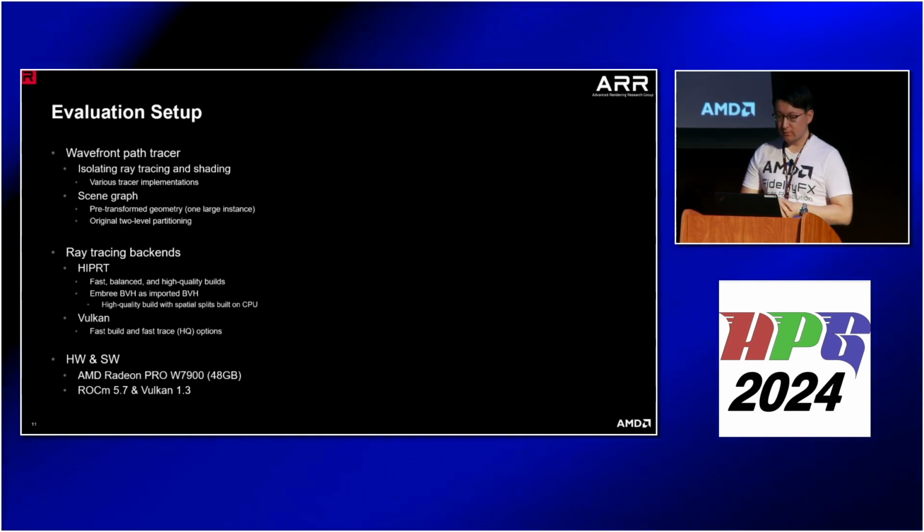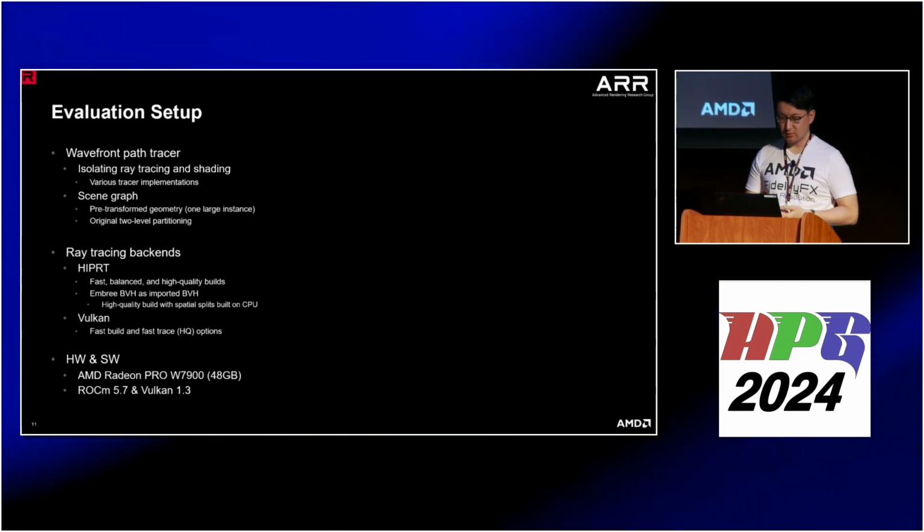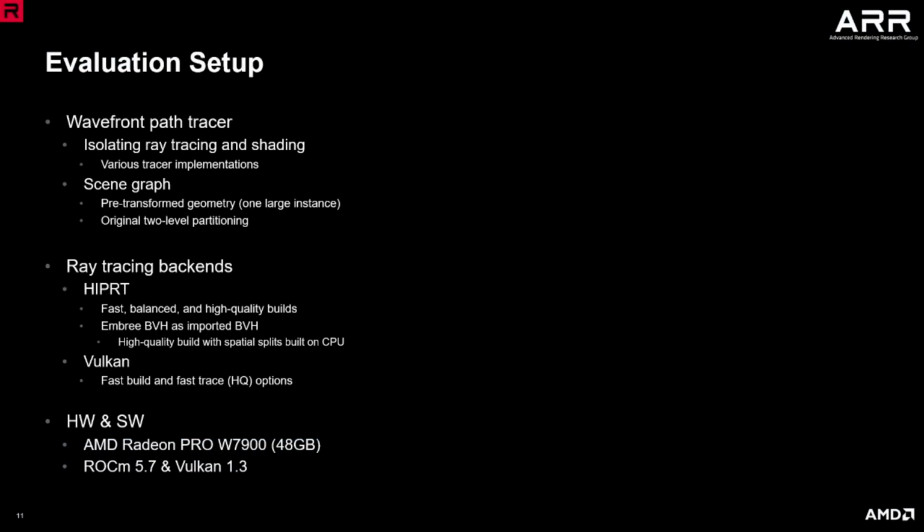Yeah, so far I talked about features and API. Now let me also show you some numbers. So, performance comparison. For that purpose, we implemented a wavefront path tracer, which is nice because we can separate ray tracing and other computations, so shading. So we can switch different ray tracing implementations while keeping shading the same.